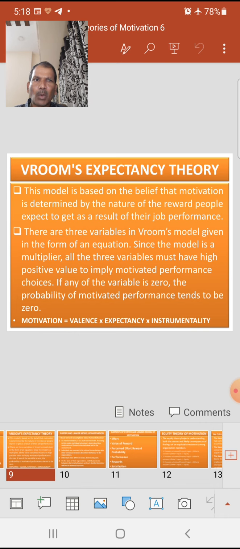Right? This model is based on the belief that motivation is determined by the nature of the reward people expect to get as a result of their job performance, right? Because man is a rational human being, he will try to maximize the perceived value of such rewards. People will be highly motivated if they are made to believe that if they behave in a particular way, they will receive a certain type of outcome according to their personal preference.